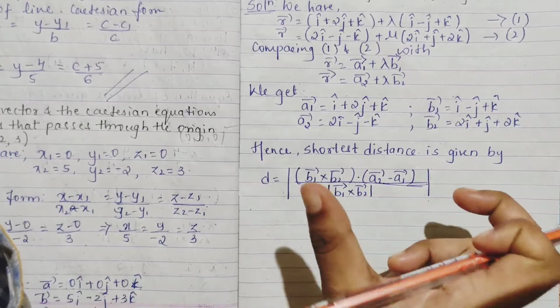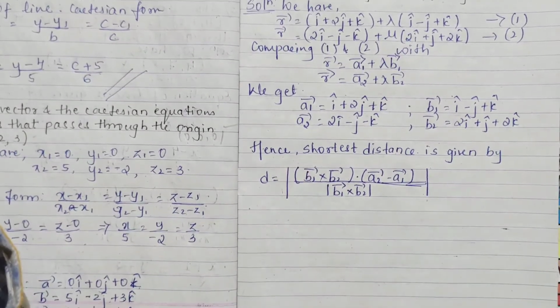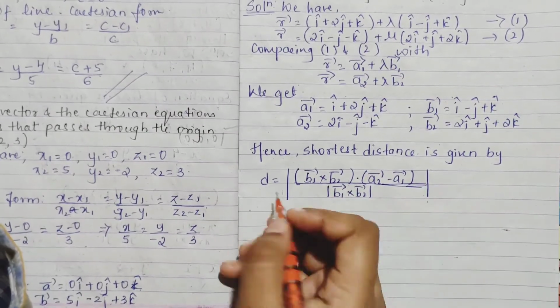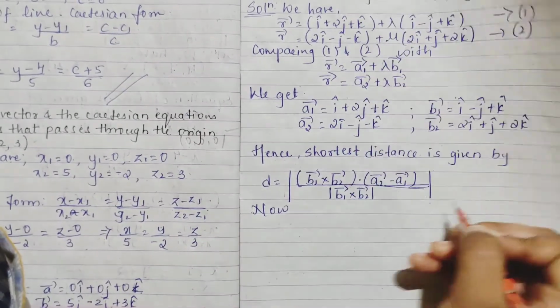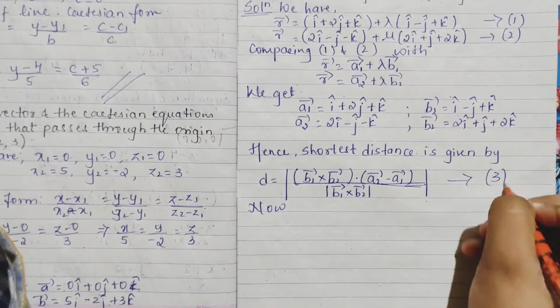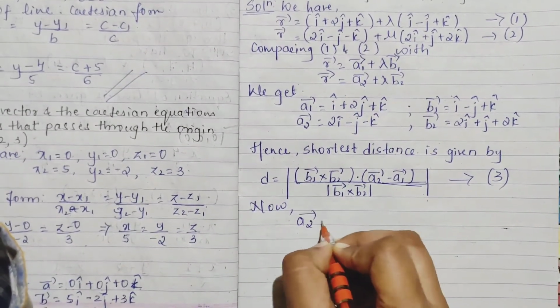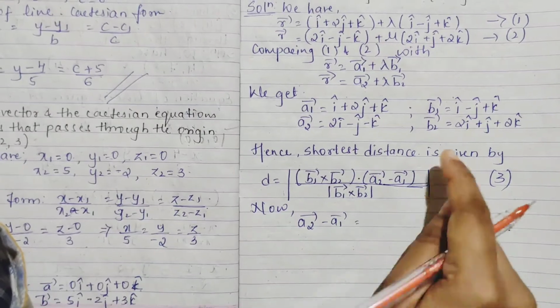See, this is determinant and this is your modulus, don't get confused. Now first we will find out this. Then we will substitute in this, consider it as your equation 3. We will first find your vector a2 minus vector a1.